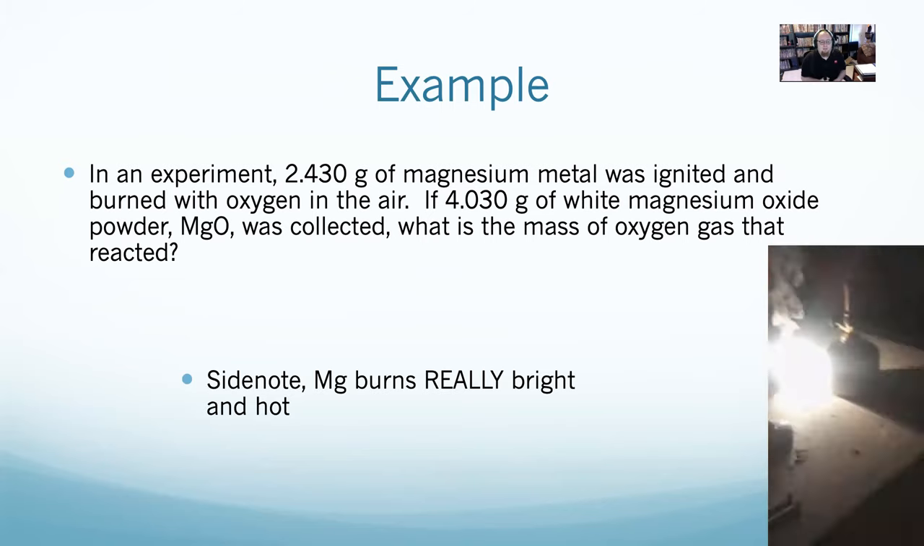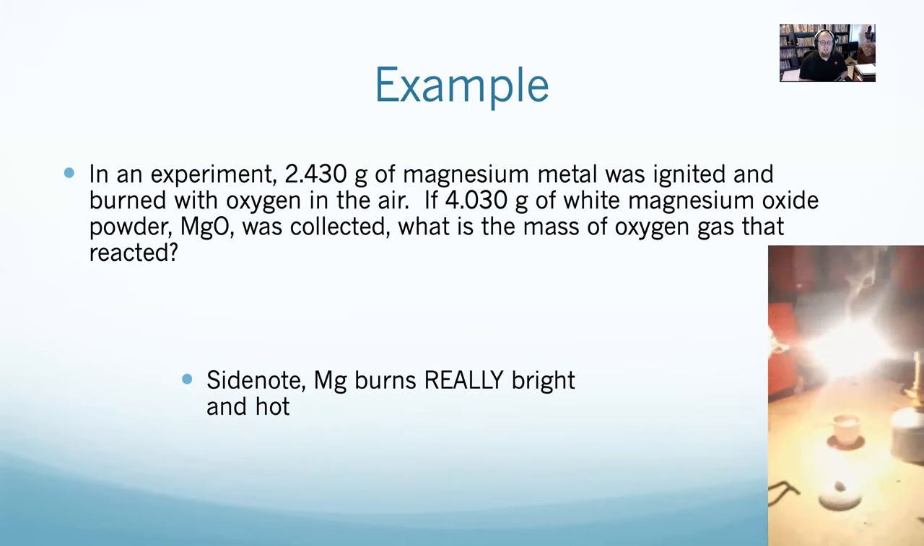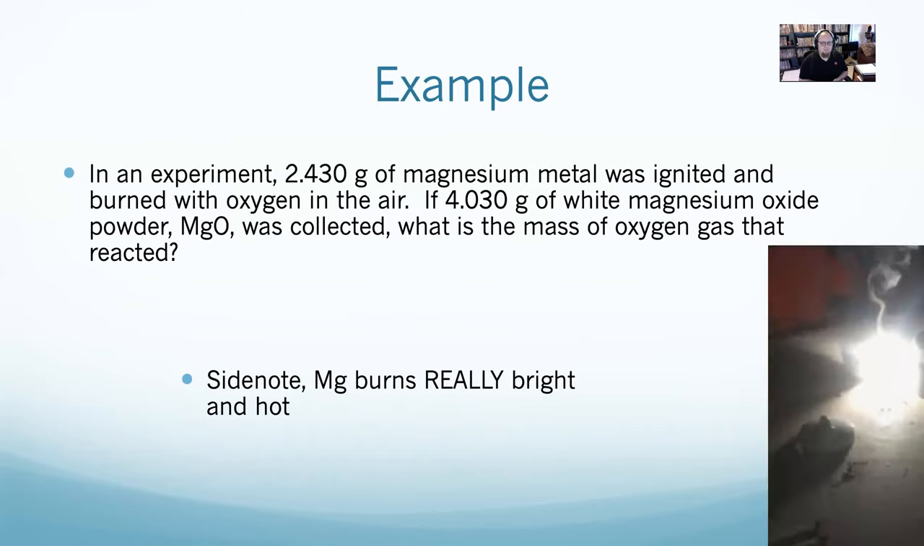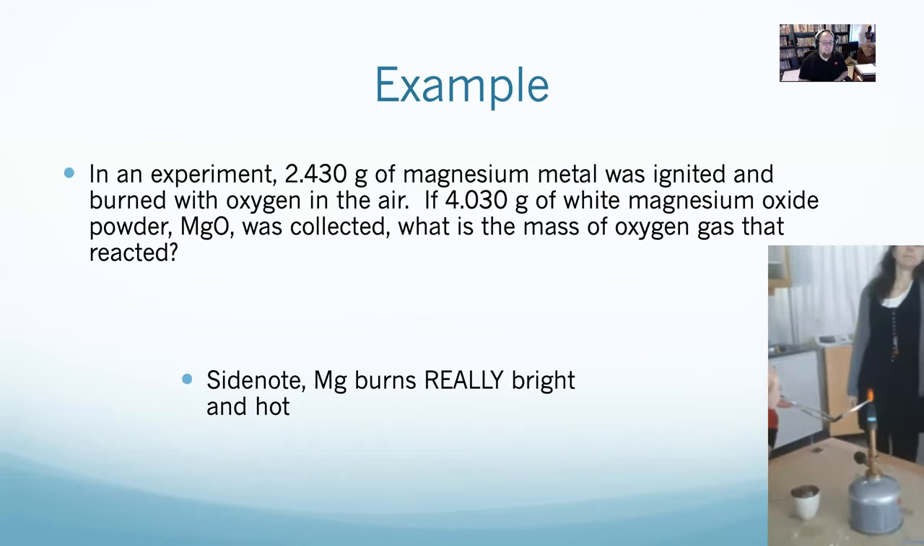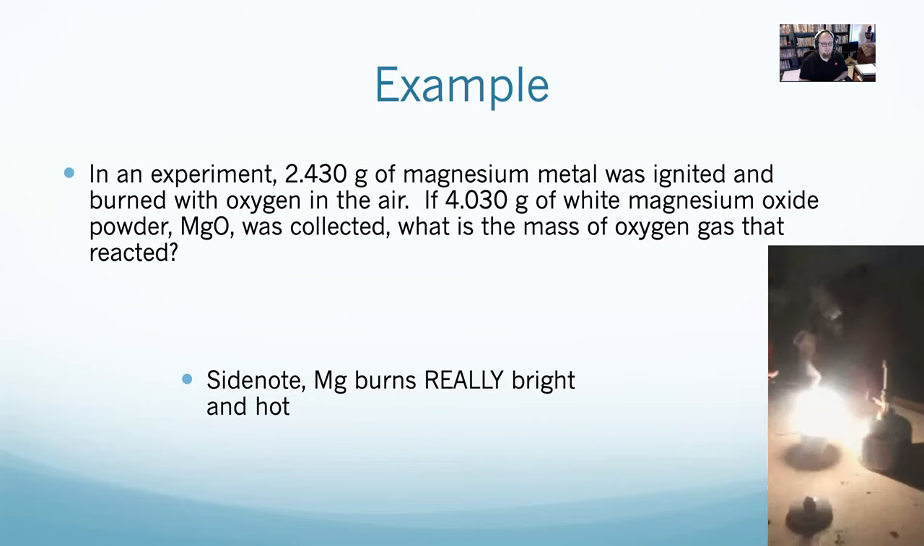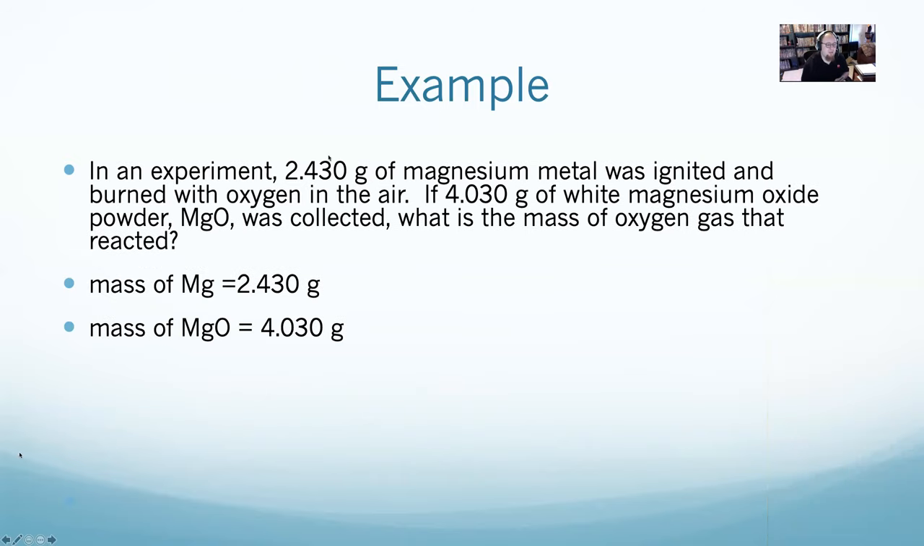So let's say, as I said before, you start with 2.43 grams of magnesium. And after it gets lit, you have 4.03 grams of magnesium oxide. You can figure out the exact mass of oxygen that it pulled out of the air for this reaction. You see, the logic is if you start with this much magnesium and you end up with that much magnesium oxide, the law of conservation of mass says the total mass initial must equal the total mass after.